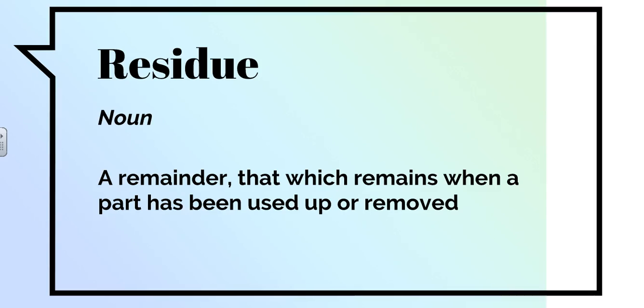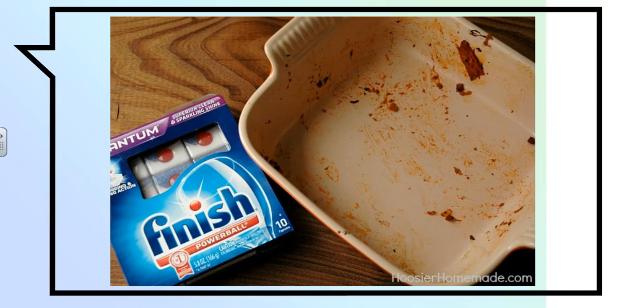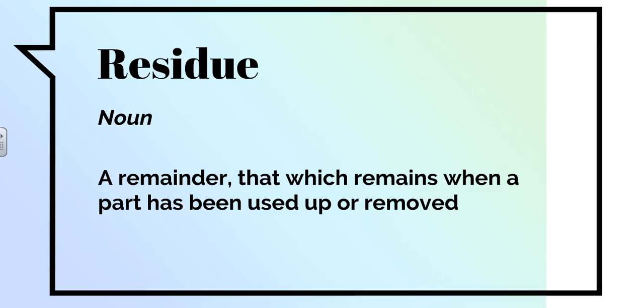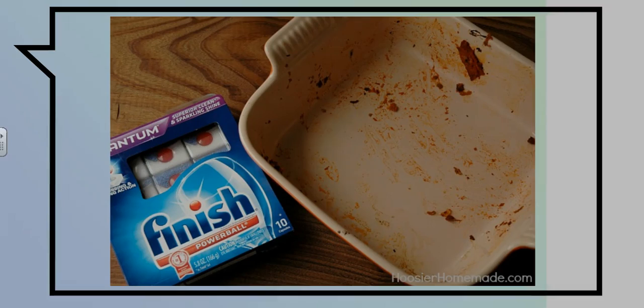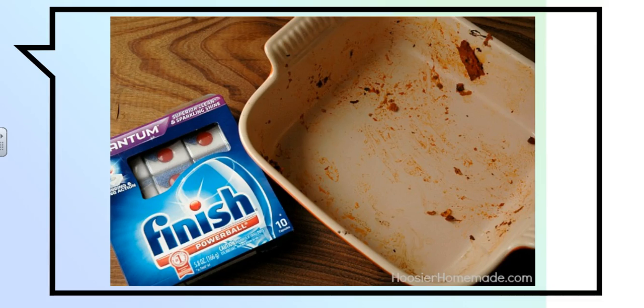Your next word is residue. Residue is a noun, and it means a remainder, that which remains when a part has been used up or removed. A lot of dishwashing liquids will advertise that they get rid of residues. Residue could mean like grease, so that has been used up as the thing that you've eaten or the thing that you have had in the dish, and it leaves behind this greasy residue. It's the remainder, that which remains. And dishwashing liquid is designed to get rid of that residue so that you just have a clean dish and you no longer have a residue.